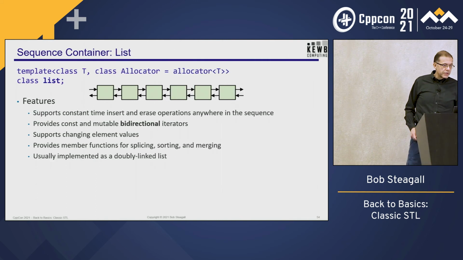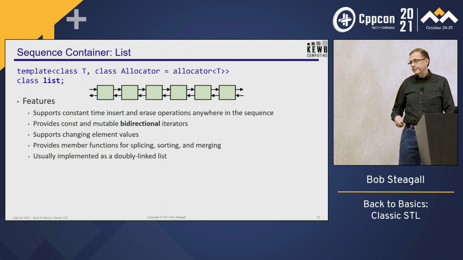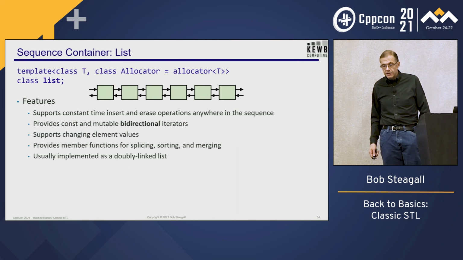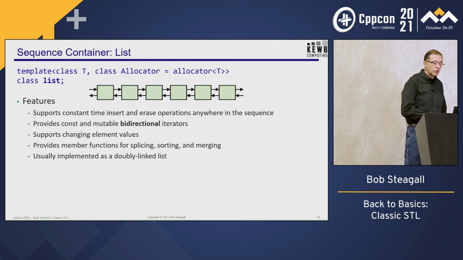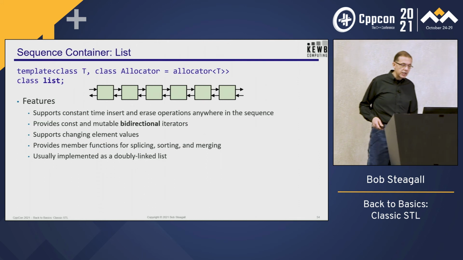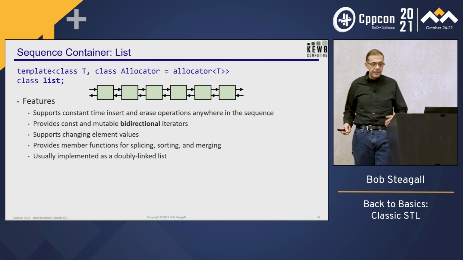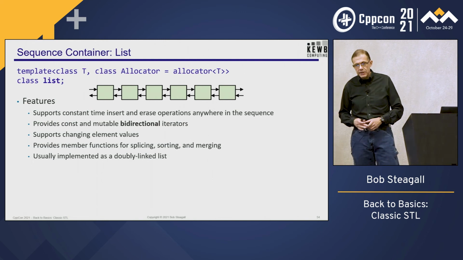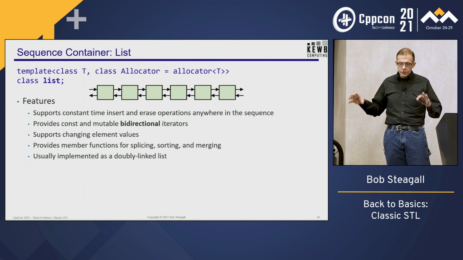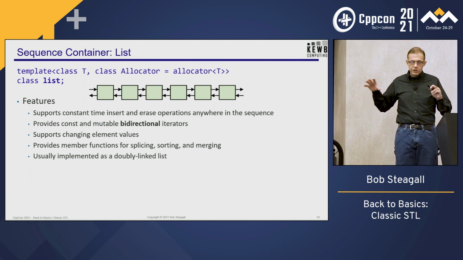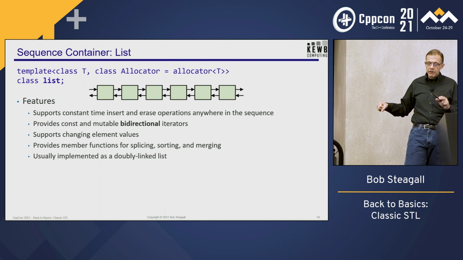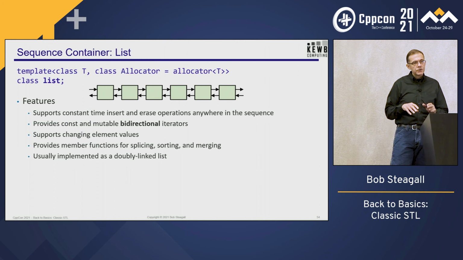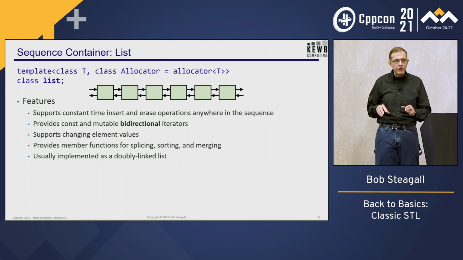You have the old school container called list, which everyone implements as a doubly linked list. It provides constant time mutable bidirectional iterators. You can change element values. Interestingly, it provides functions for splicing and sorting and merging as member functions. The cool thing about splicing is you can take 2 lists and you can take all of the contents out of one list and splice it into another list, and that's a constant time operation. So occasionally you need to do that, and that's a very cool feature.